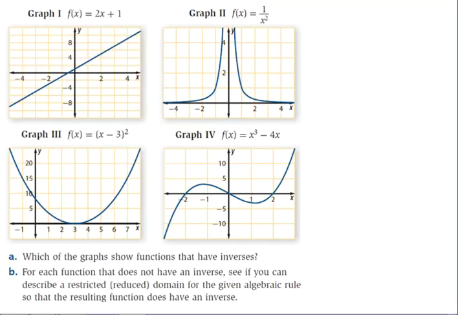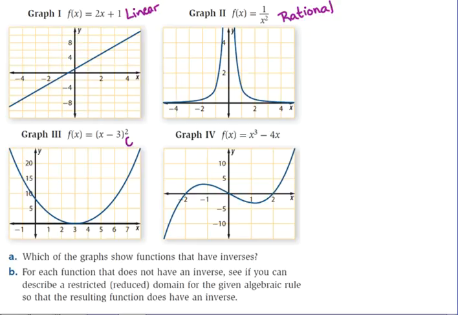So let's look. We've got 4 graphs right here. We've got a linear function. What's graph 2? What type of function is that? Anybody remember? Y'all got to start recognizing this. Linear? Graph 1's linear. What's graph 2? It's rational. Somebody remembered? Variable in the denominator, rational function.